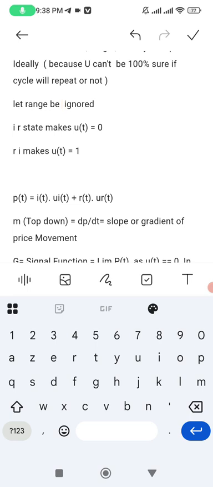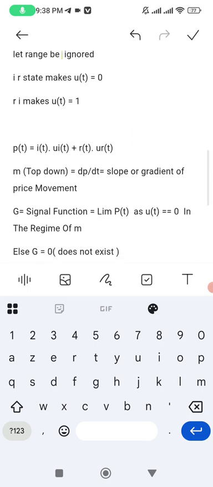And they are independent, so the impulse has to happen and then the retracement has to happen and then the impulse, so they are independent. So we have this, the U subscript R means the Heaviside step function during the retracement period.